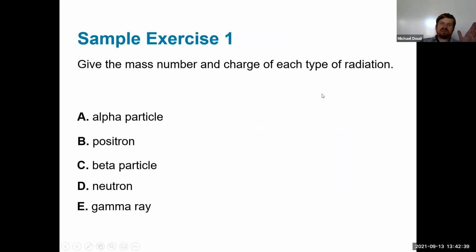Okay, so sample exercise number 1. I just showed you the table, so this isn't going to be a big surprise, but this is something you want to commit to memory before the test. I want the mass number and the charge of each of these types of radiation: alpha particle, the positron, the beta particle, the neutron, and the gamma. So pause the video, try to commit this to your memory, and then when we come back, we'll have the answer for you.